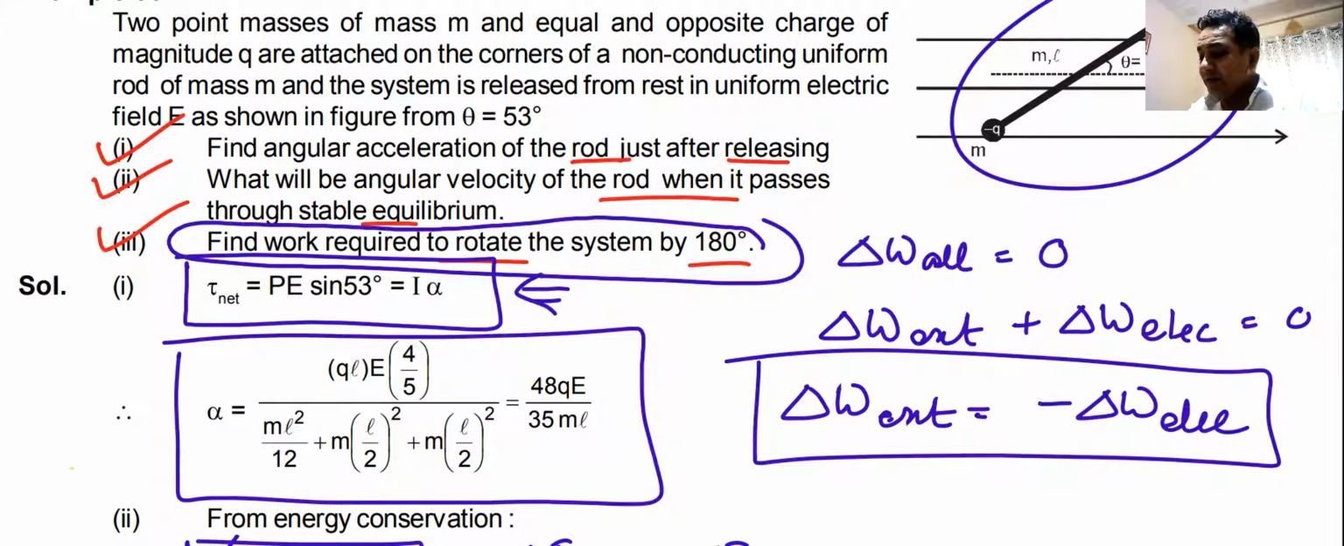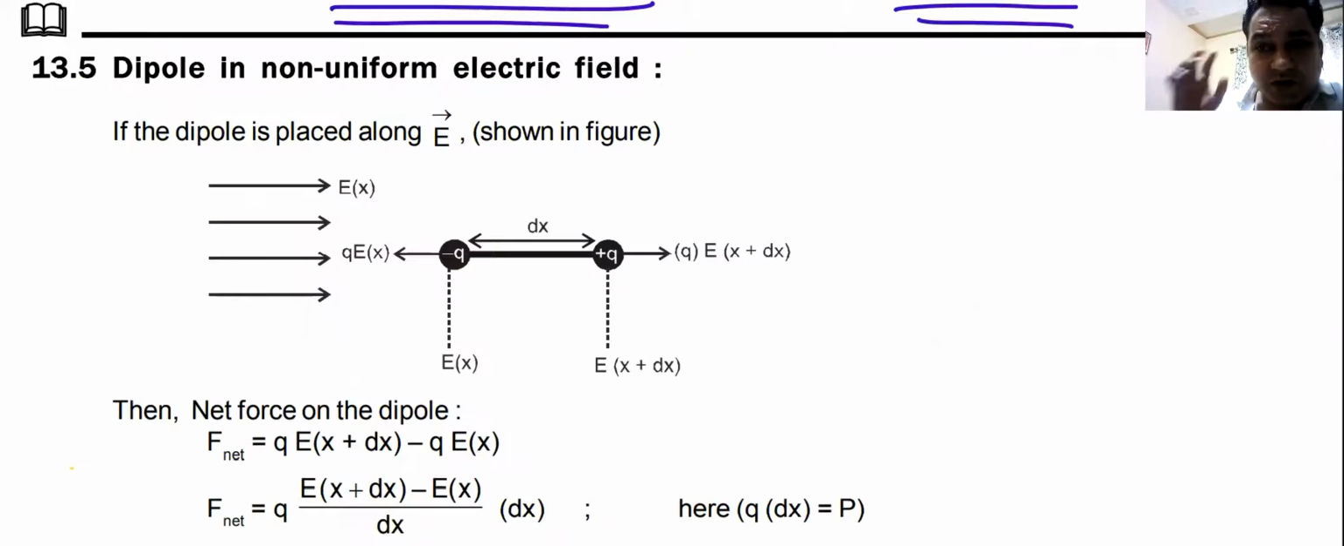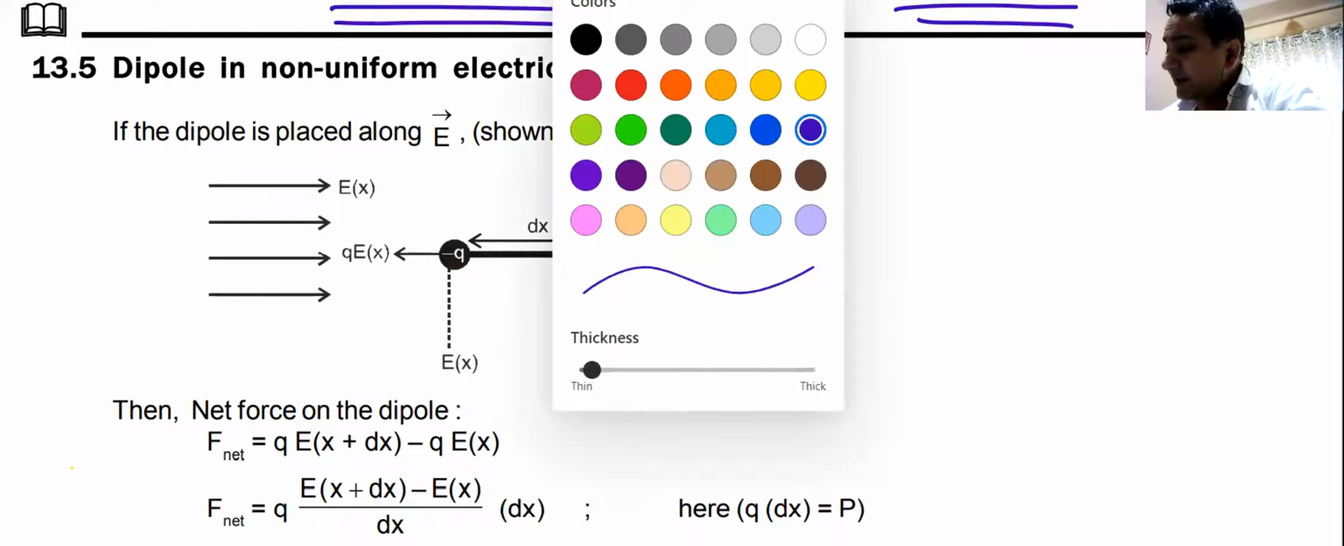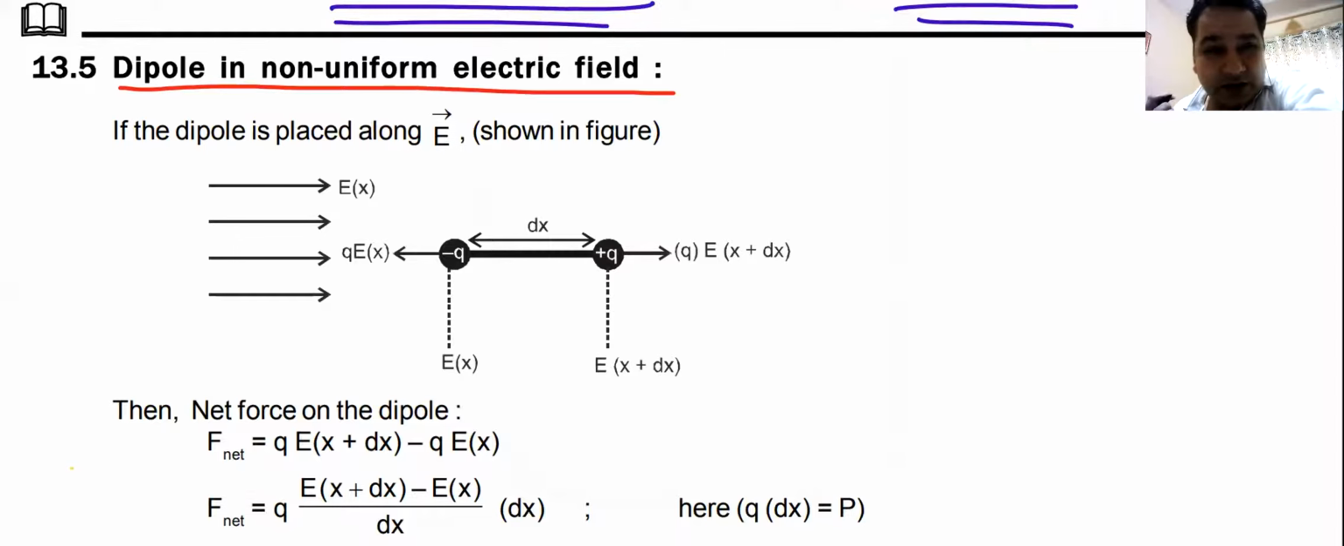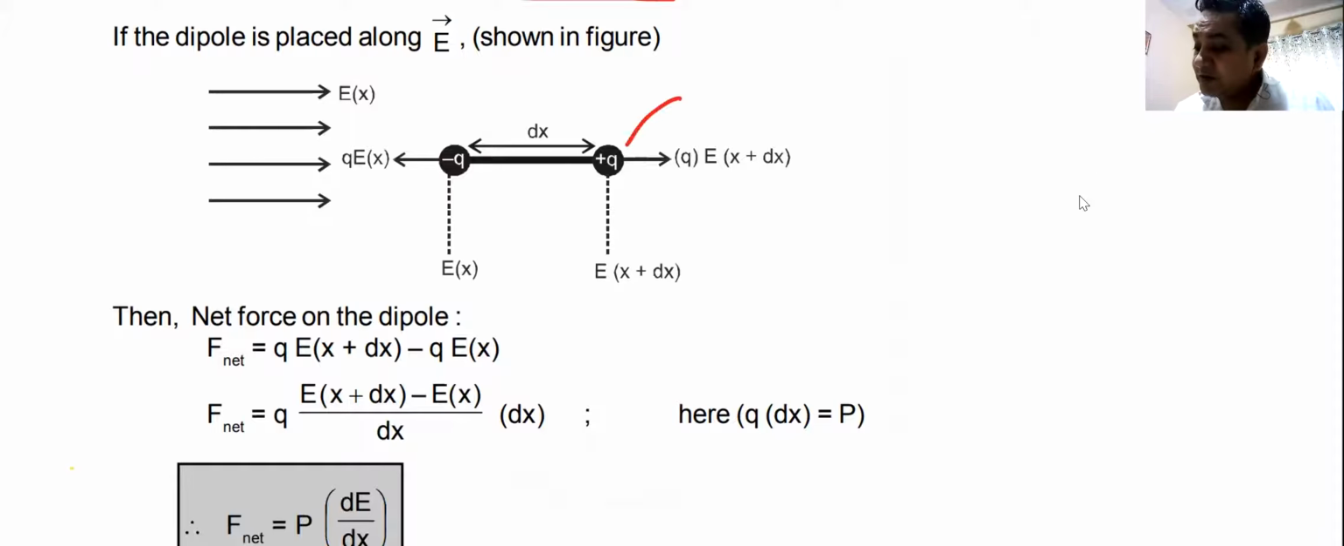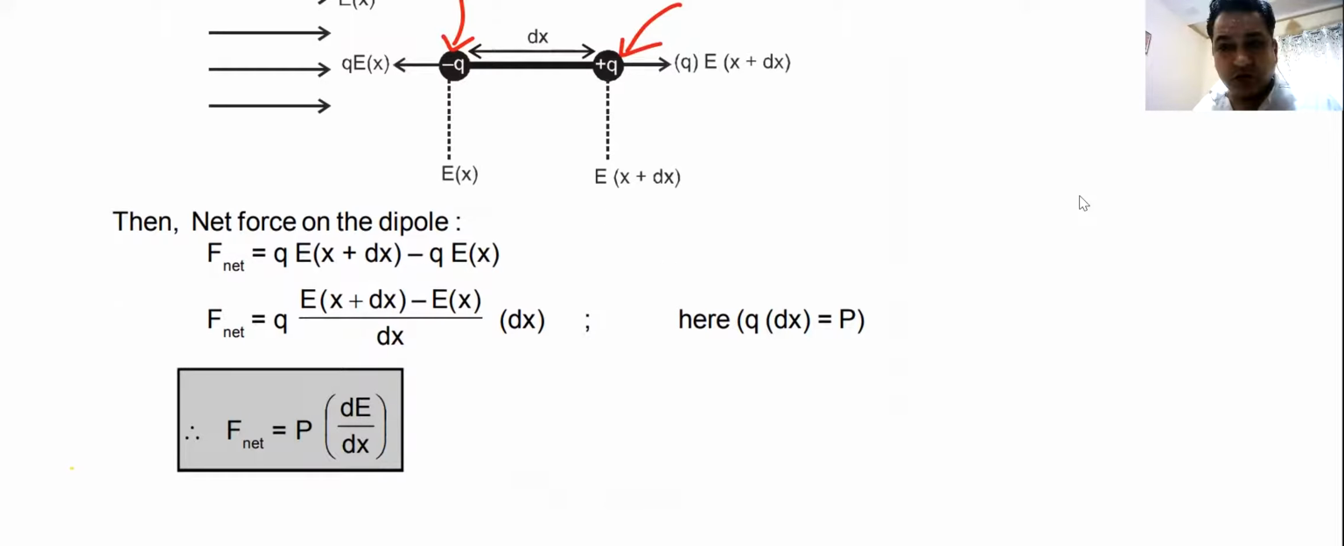Now, this is one topic that you might not have studied in your regular class. I'll just go through them. Dipole in a non-uniform electric field. If it is a uniform electric field, the force in all the cases is zero. But if it is a non-uniform field, the force will not be zero, because if the electric field is non-uniform, electric field at the positive charge and electric field at the negative charge may not be same. So there will be a net force on the dipole.